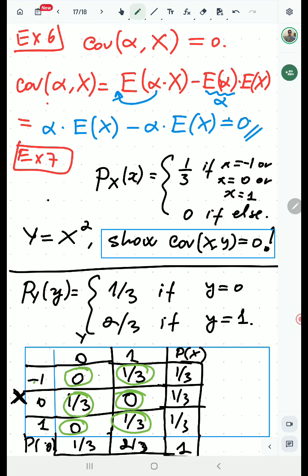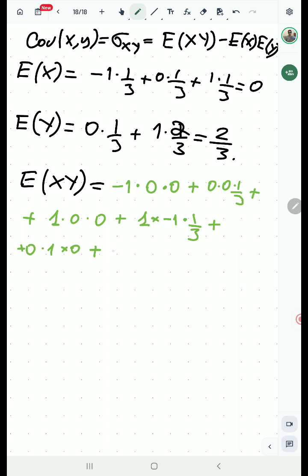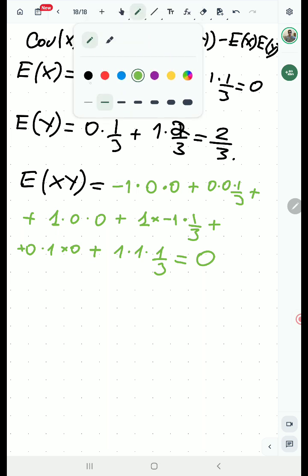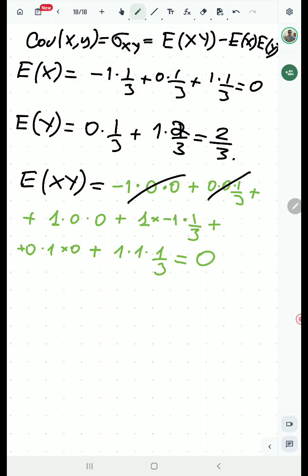Plus, move to the next one, x is 1 and y is 1. That happens with probability 1 over 3. 1 times 1 times 1 over 3. And if you calculate this, you can see that it's going to be equal to 0, okay? Because this guy is 0, this guy is 0, this guy is 0, and this guy is 0, and then you get negative 1 over 3 and positive 1 over 3.